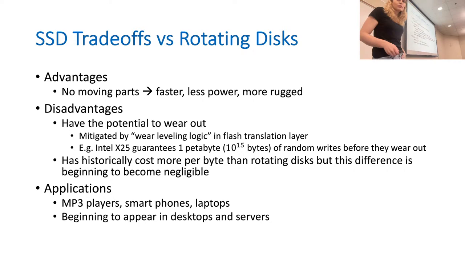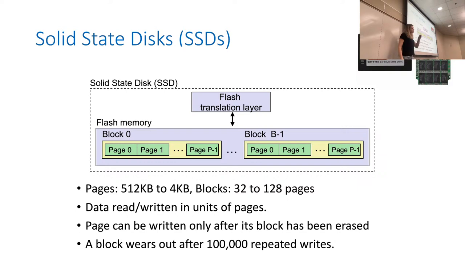I will add one thing before I do, which is to say that there is technically a downside to solid-state hard drives, and that is that data has to be read and written in units of pages, and a page can only be written after its block has been erased, and blocks wear out after around 100,000 repeated writes. So basically, a page is somewhere between 512 bytes to 4K.